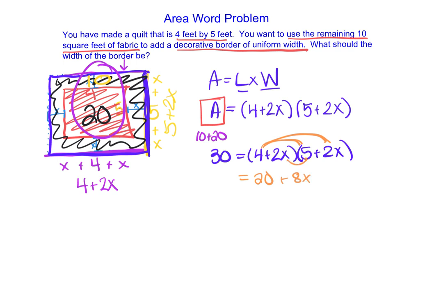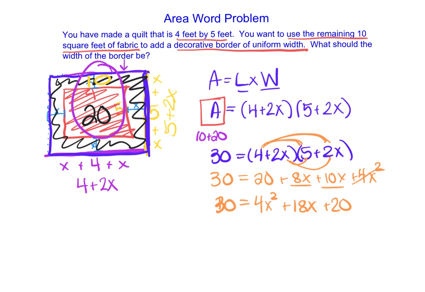And then I have 2x times 5 is 10x, and 2x times 2x is plus 4x squared. And then there's still this 30 over here. So I'm going to combine some things together on this left-hand side and write it in descending order. So I want that 4x squared first, and then I want the x's together second, and then I have that plus 20 on the end.